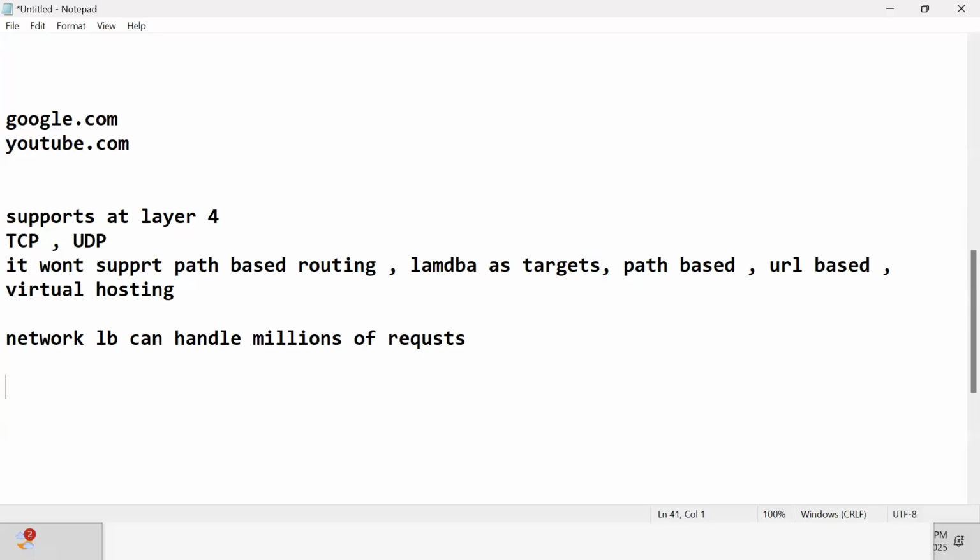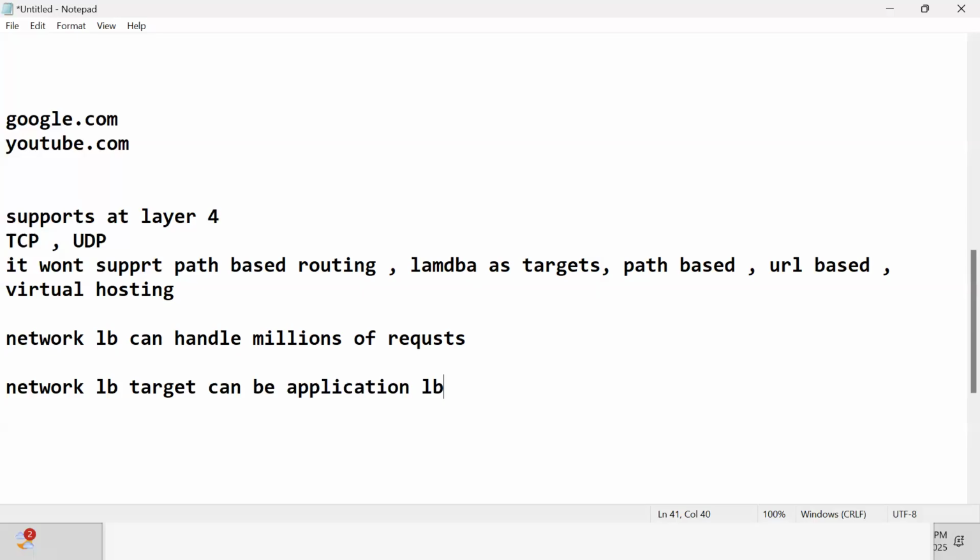The network load balancer's target can be an application load balancer also. That means if millions of requests are coming per second to your website, first I'm going to keep a network load balancer, and behind that I can design multiple application load balancers. But that should be a very vast kind of application. Millions of requests can be handled by which load balancer? Network load balancer.